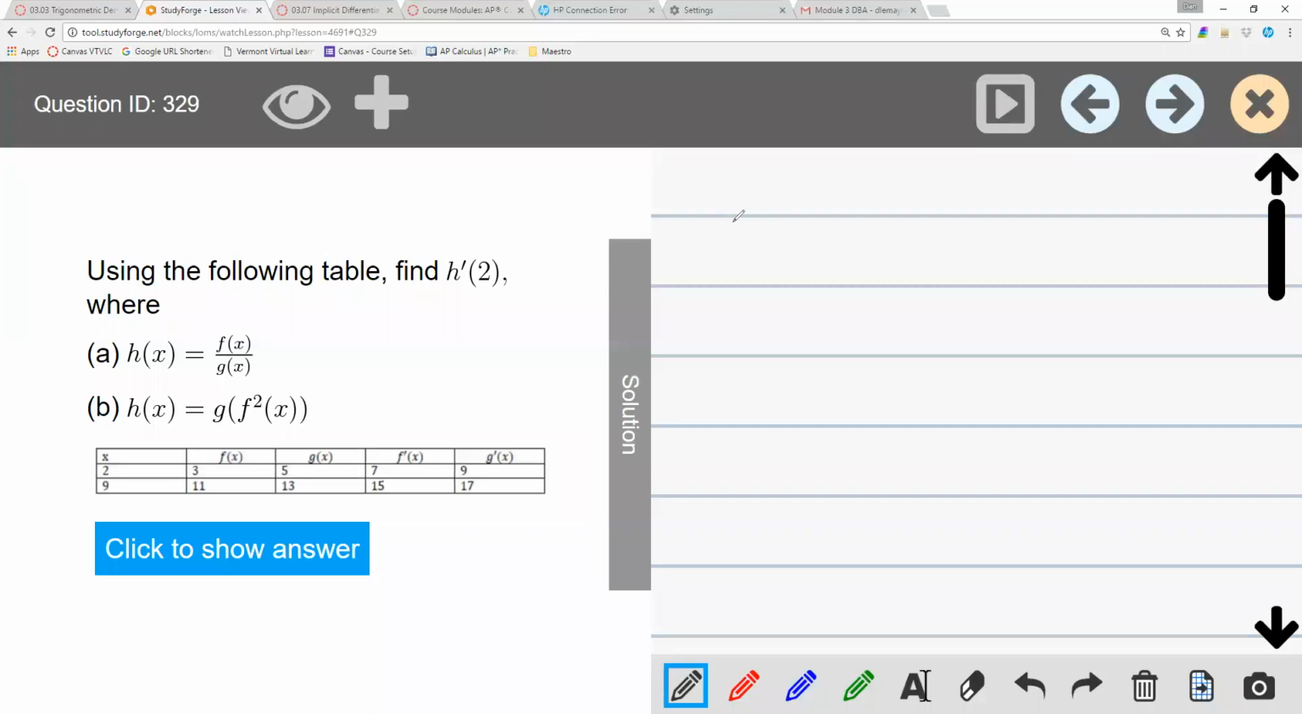So how do you find derivatives when you don't have a regular function to take the derivative of? So what we're going to do is, here's an example. It's from the trigonometric functions and chain rule section. And so what they want us to do is evaluate some function h of x, and actually find h prime of 2 for that function when we've got this situation where the function is defined by some function f divided by g.